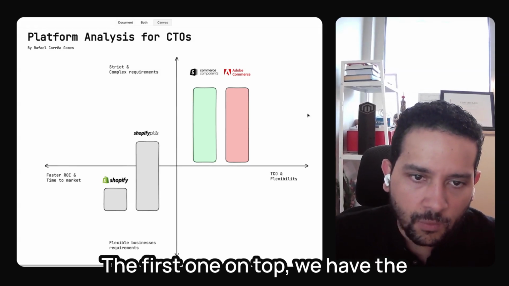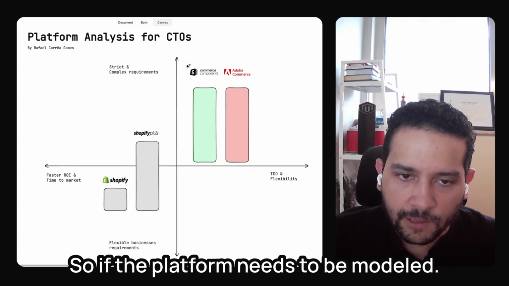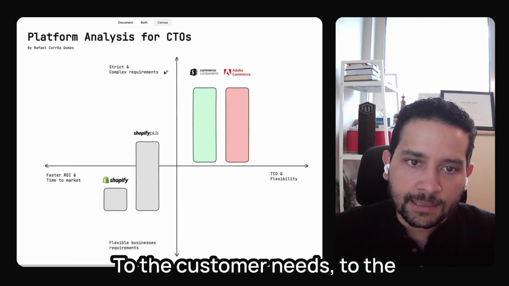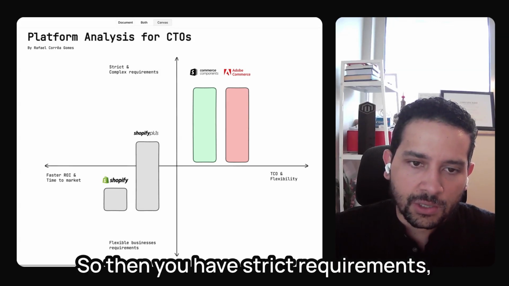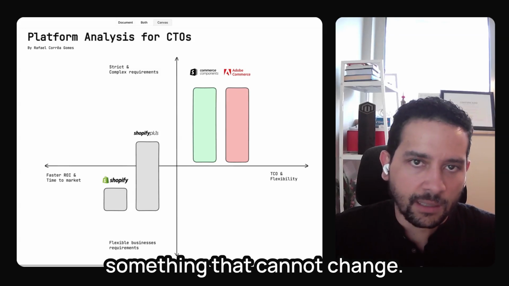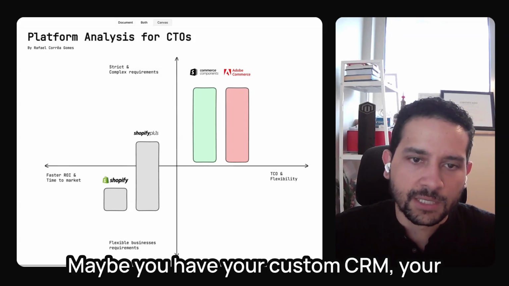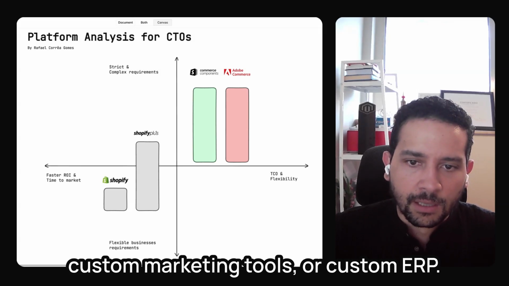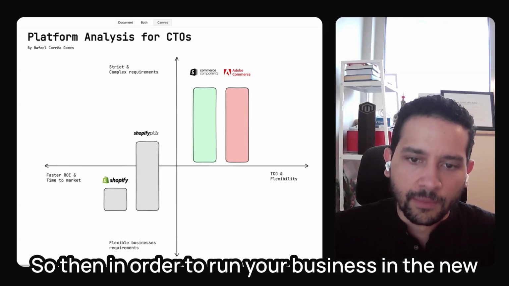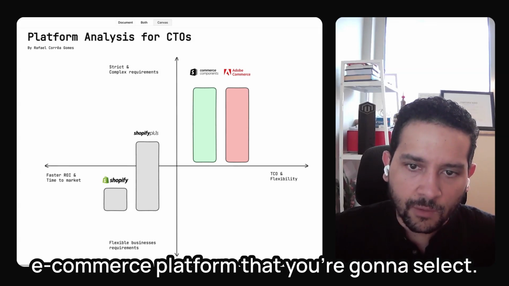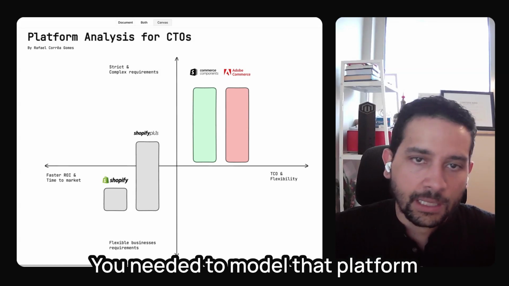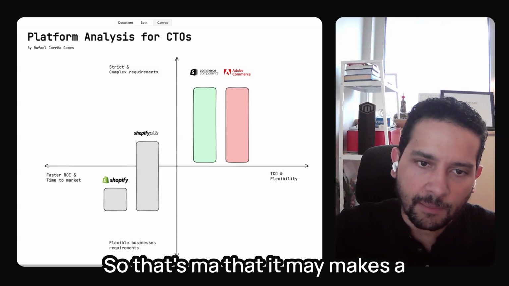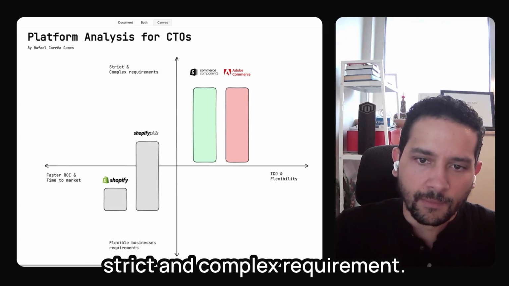The first one on top, we have the strict and complex requirements. So if the platform needs to be modeled to the customer needs, to the business needs, then you have strict requirements, something that cannot change. Maybe you have your custom CRM, your custom marketing tools, or custom ERP. So then in order to run your business in the new e-commerce platform that you're going to select, you need to model that platform according to your business rules. That makes a strict and complex requirement.